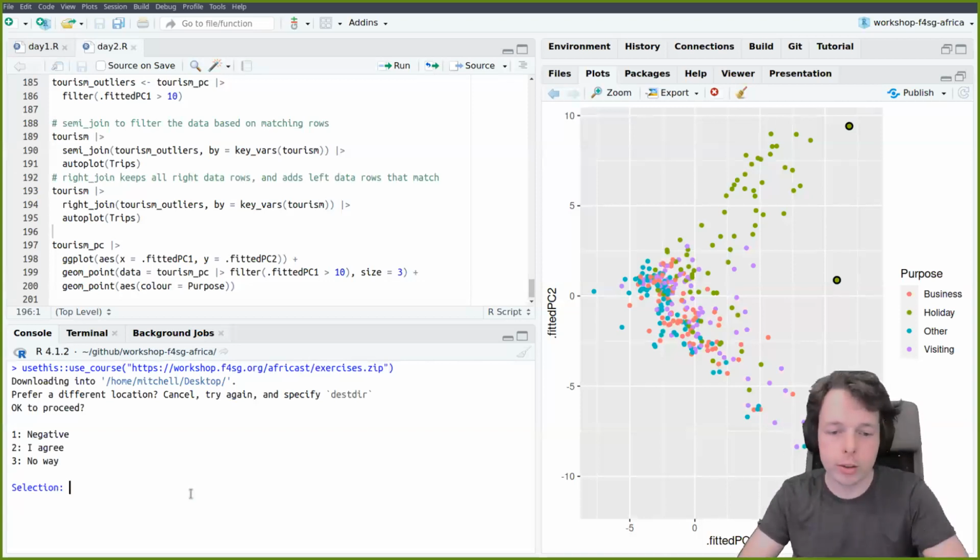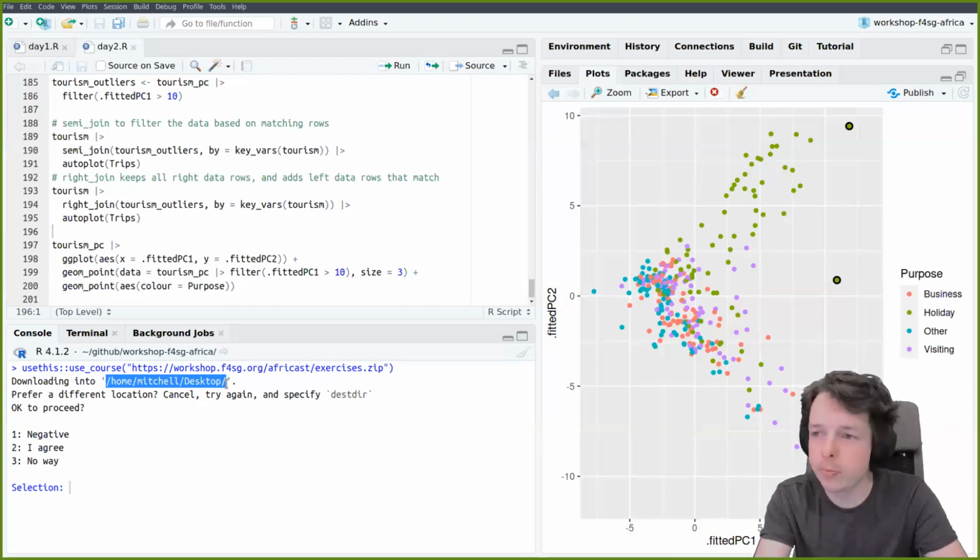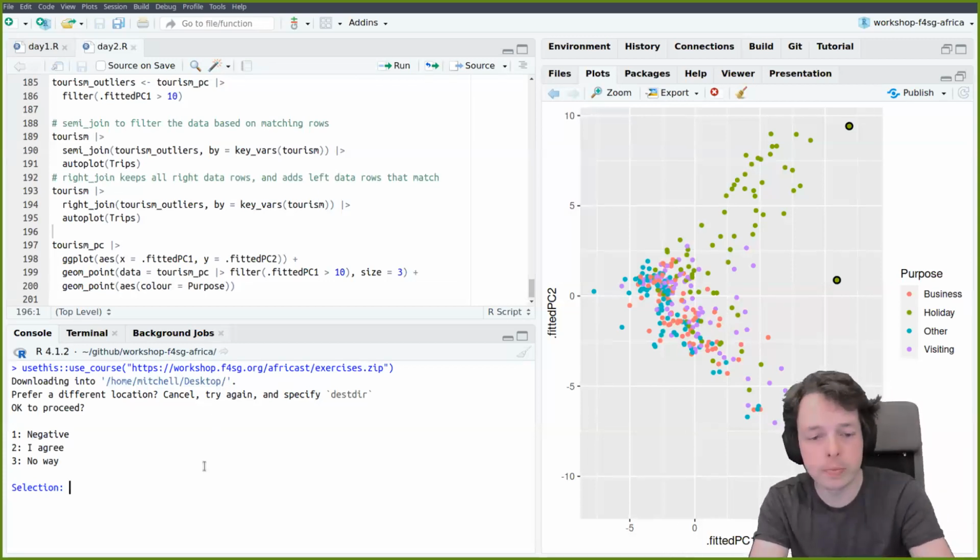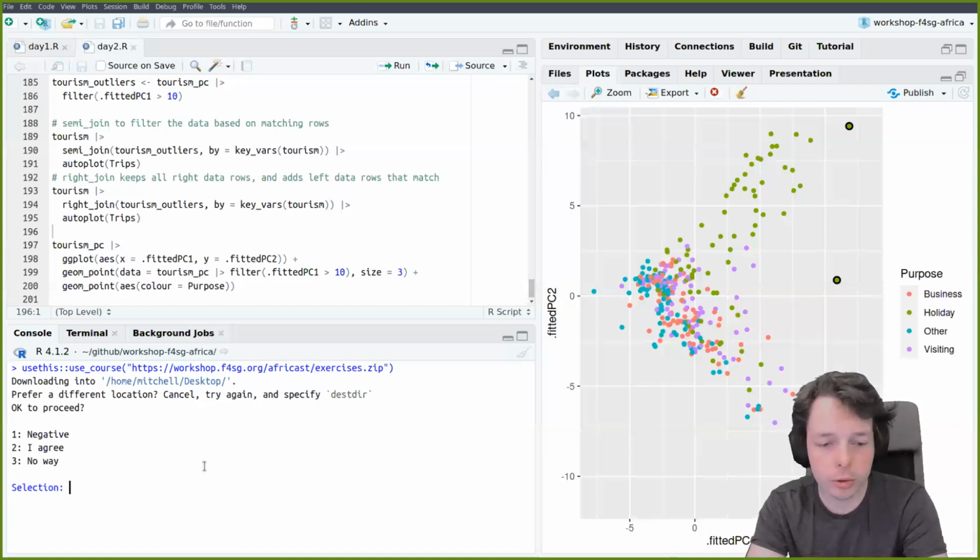So when you run this line of code, it will suggest where it will download it into. In this case, it's just putting it on my desktop. That's fine by me. You can also put it on your desktop, then move it later, whatever works for you. So I'm going to say, yes, I agree. You'll have to read it and agree to download it in the right place.